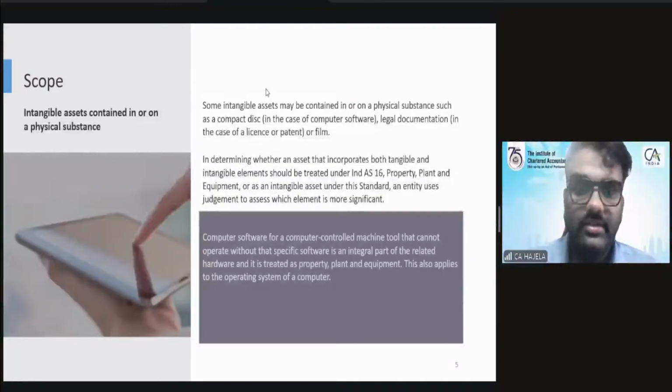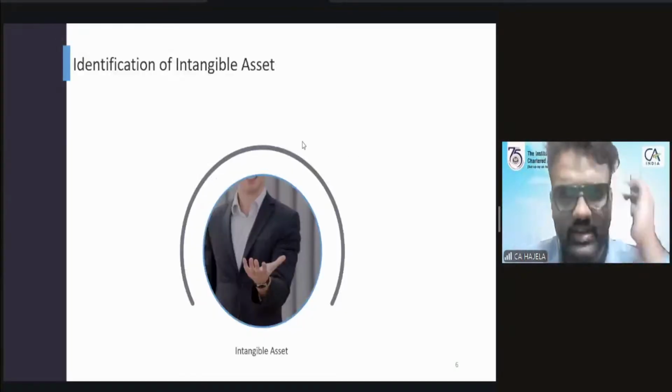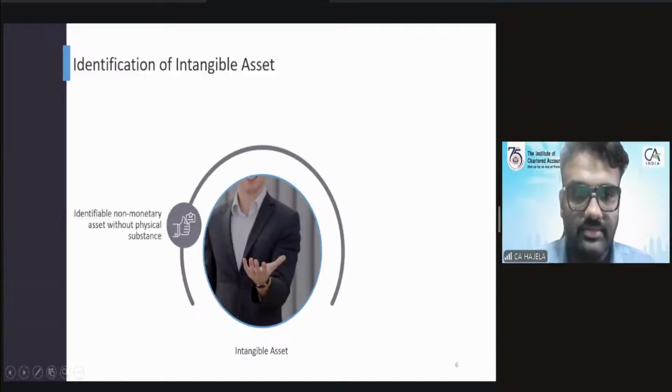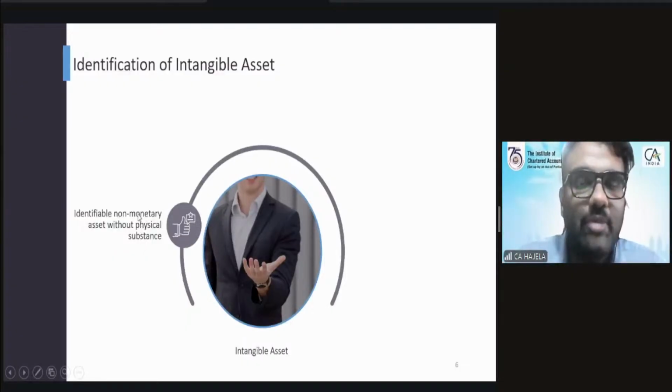Let's now understand how an intangible asset is identified. Are there some characteristics of an intangible asset? How do we figure out if a particular asset is an intangible asset? Here are a few characteristics: an identifiable non-monetary asset without physical substance. Why non-monetary? Because if they are monetary, that would constitute them as a financial asset, which we just studied is outside the scope.